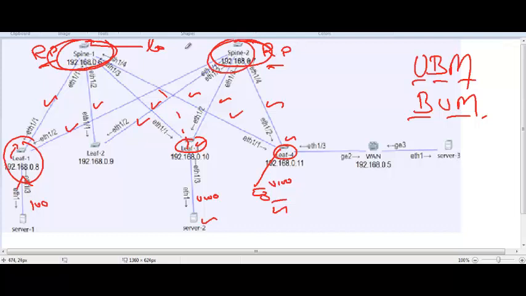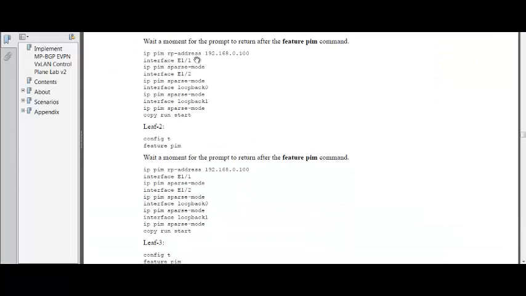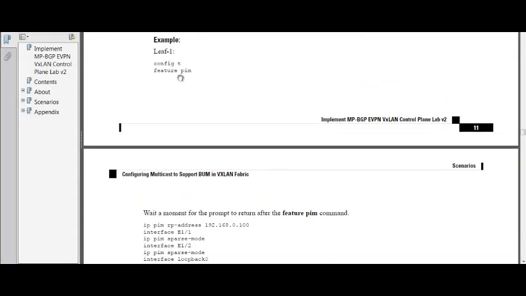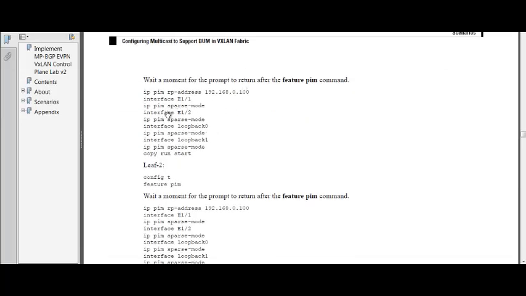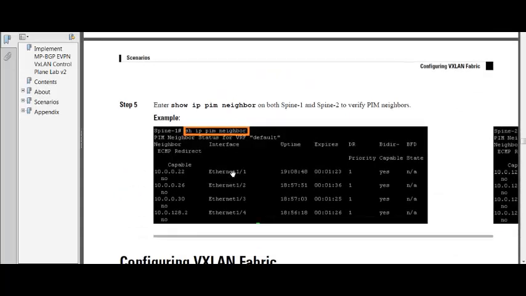But for these two guys, what address have we given? 192.168.0.100. So that's the configuration that you see here, ip pim rp-address. See, I'm doing this on leaf 1. On leaf 1, I've enabled the feature called PIM. Globally, I'm enabling the multicast feature. And then I go under all the interfaces as usual as I did in the spine. Here also I say ip pim sparse-mode. And then I put this command ip pim rp-address, the rendezvous point address. That's all.